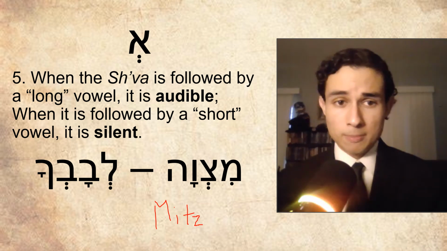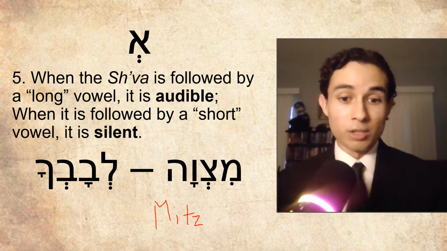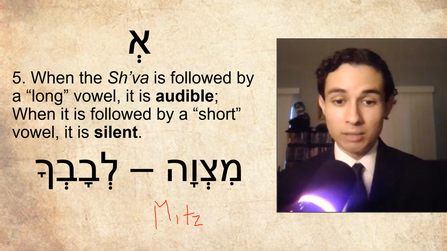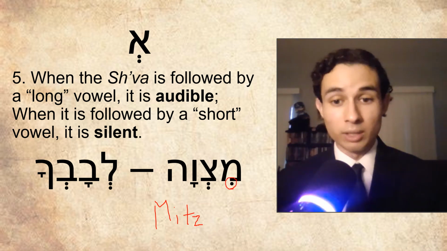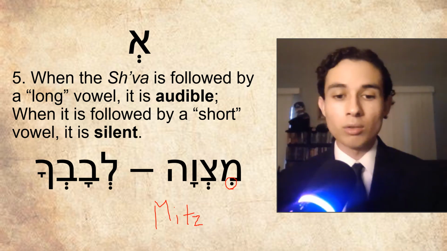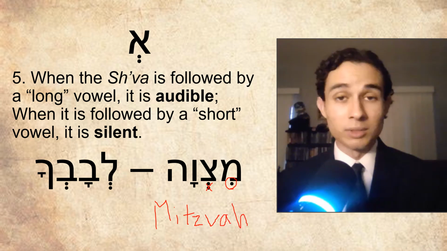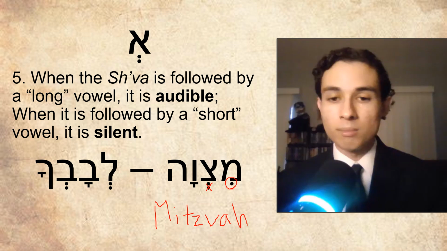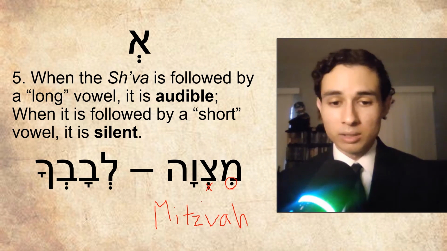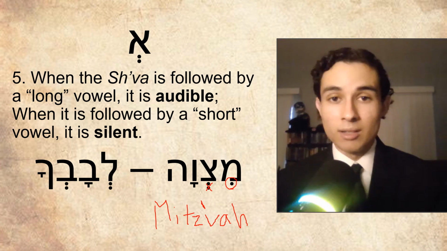Well, remember the rule. The shva, when it's preceded by a short vowel, is silent. The chirik here is a short vowel because it has no yod. It's chirik chaser. So I'm just going to ignore the shva. Let's just pretend it's not there. And then I'm going to put the vav, kamatz, and hey. Mitzvah. So it's not mitzvah, mitzvah. It's just mitzvah. Now, there are those like me. Let's say I transliterate every shva with just an apostrophe. That works too. Mitzvah, mitzvah.